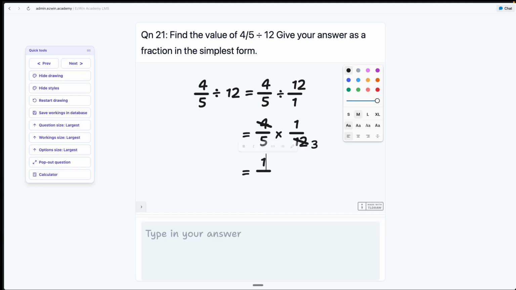So we have 1. And then we have 5 times 3. That's what I see over here. Like this. And this will then become 1 out of 15. So this will just become 1 out of 15. There you go. So that's the answer. Okay. 1 out of 15. All right.